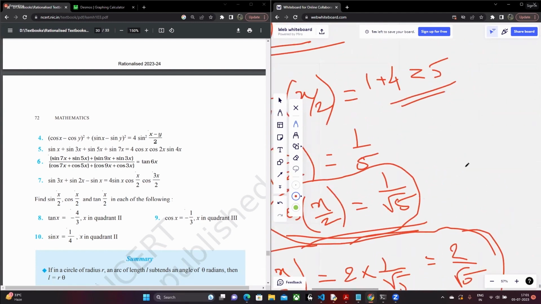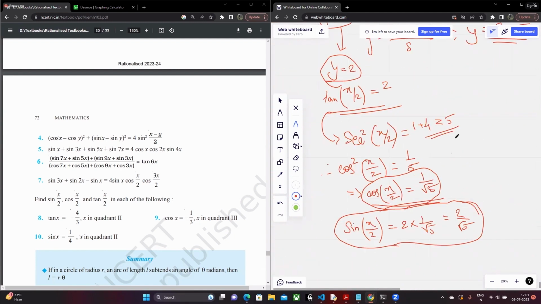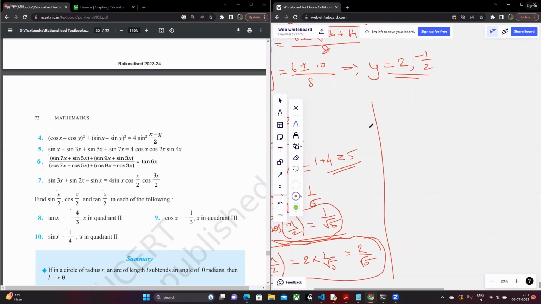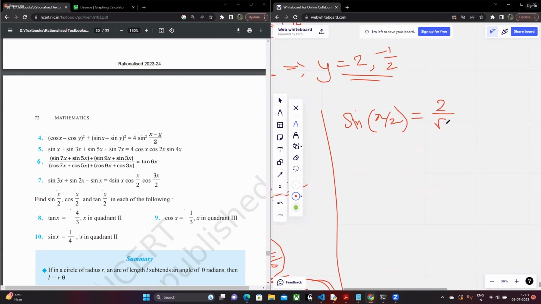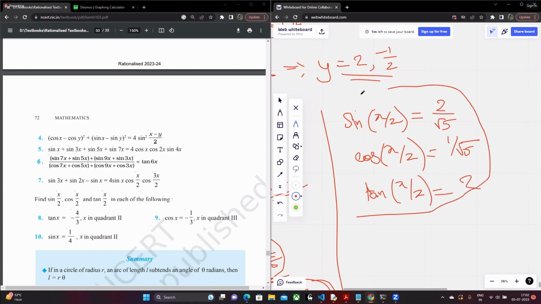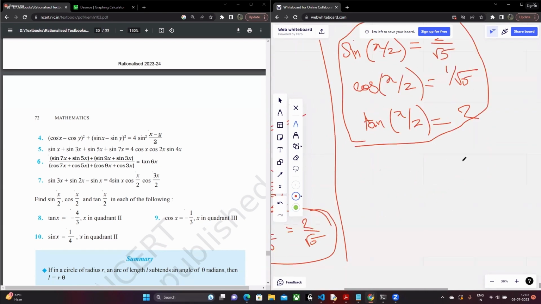Right. Therefore, for this question, I just write this set of values over here. Sine of x by 2 is equal to 2 by root 5. Cos of x by 2 is equal to 1 by root 5. Right? And tan of x by 2 thus is equal to 2. These are the three values you're dealing with.